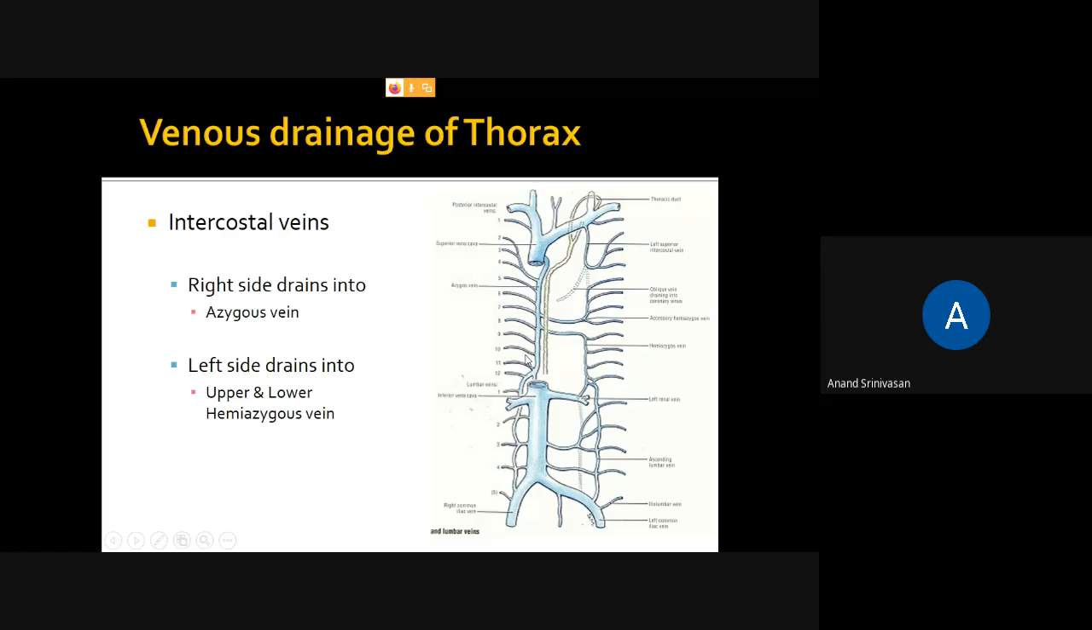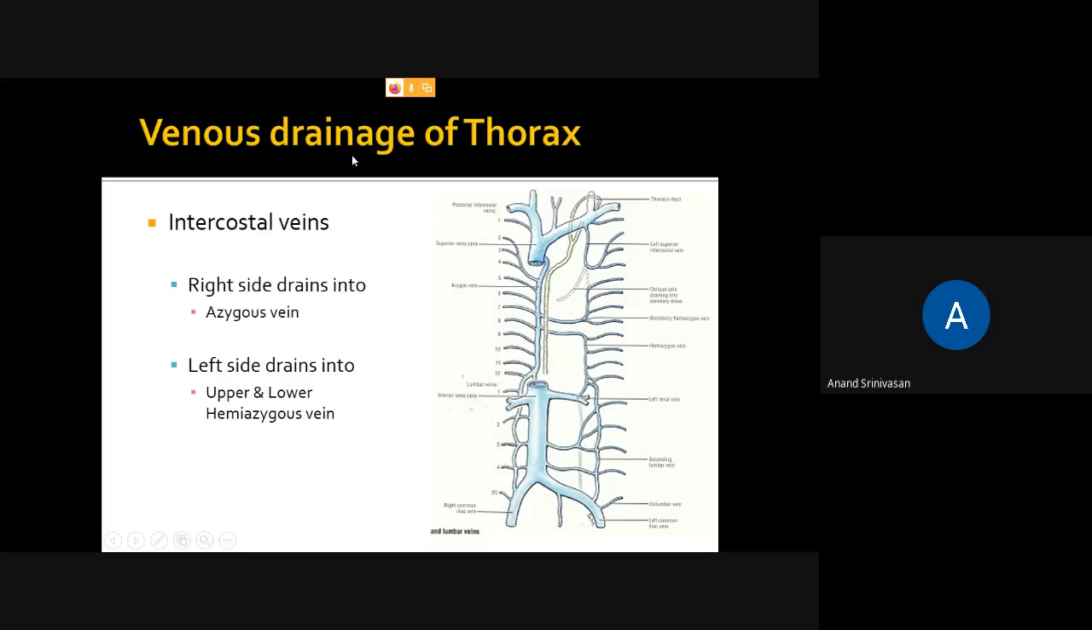All these intercostal veins join together to form the azygos vein on the right side. On the left side, it is called the hemiazygos vein, because it is not continuous, it is broken down. You can see the lower intercostals come as separate, and the upper intercostals on the left side come as separate. But ultimately this hemiazygos vein also drains into the azygos vein.